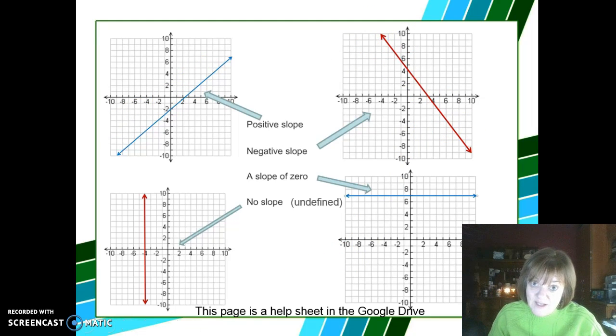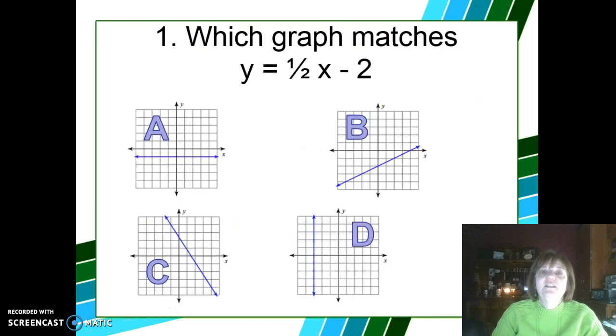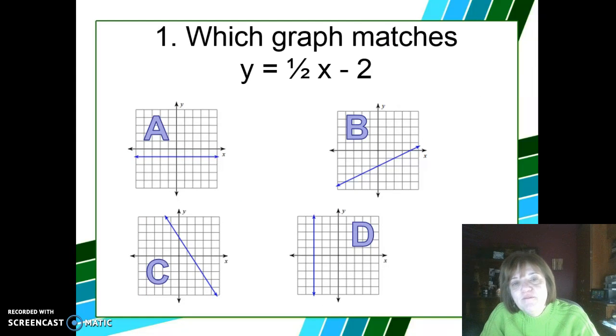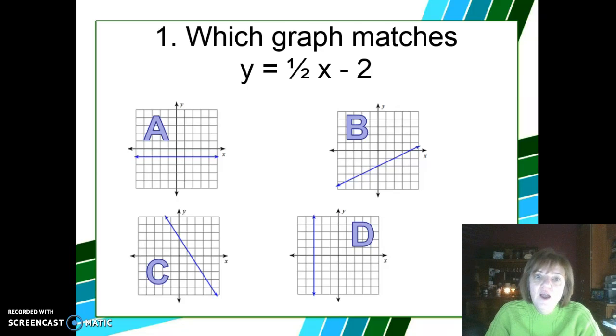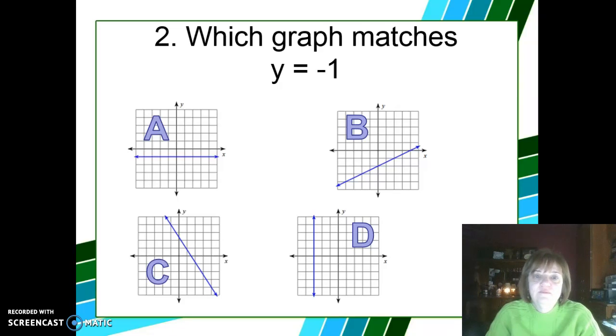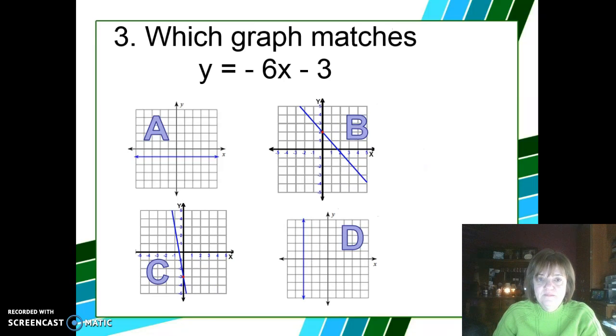So, are you ready? We're going to test you now. Number 1, which graph matches this? Y equals 1/2 x minus 2. Okay, number 2. This is one of those special case ones. Y equals -1. Number 3. Y equals -6x minus 3. Which one matches?